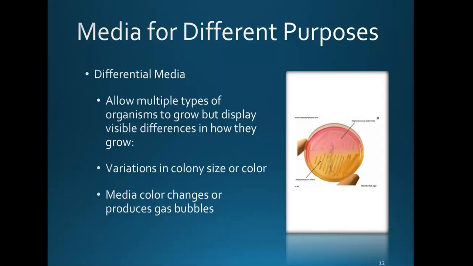Sometimes it's the colony itself that might change color on a differential media. It could be that different gases are being detected in a differential media as well. All right, so it allows us to differentiate between the microorganisms that are growing on the plate.